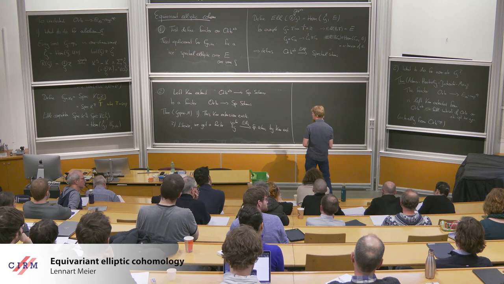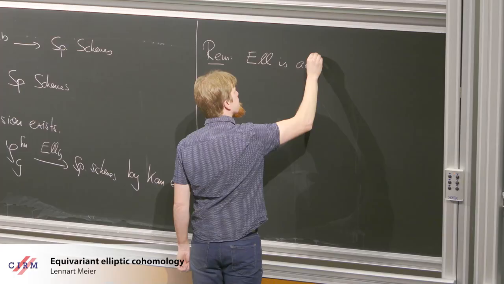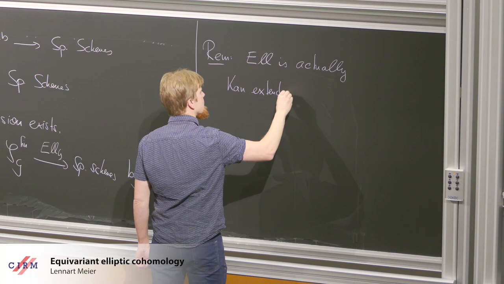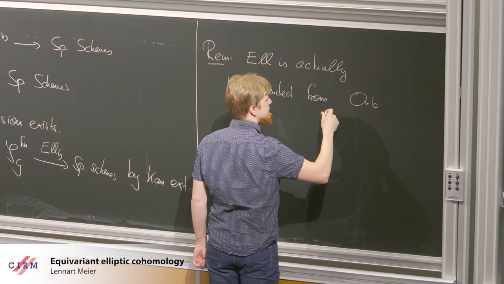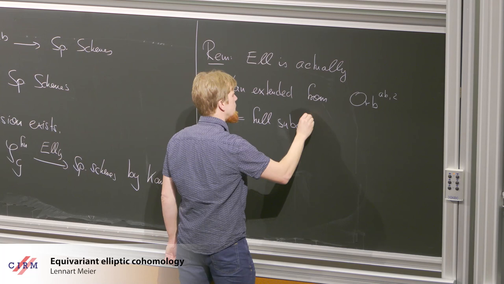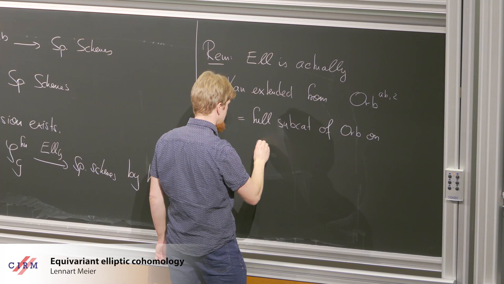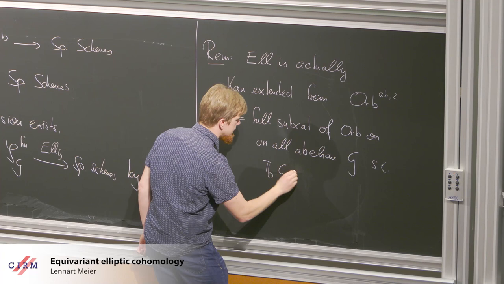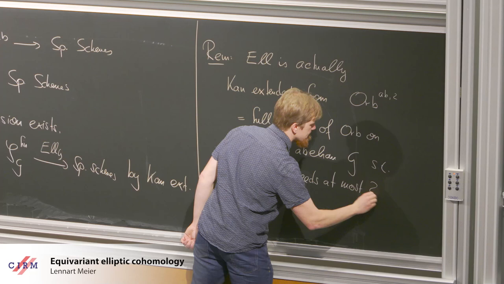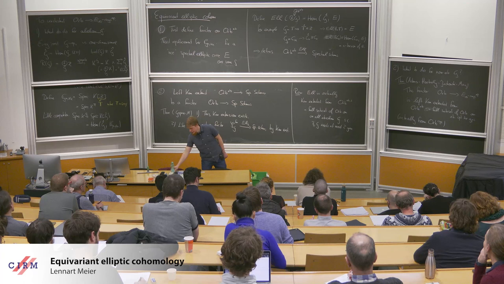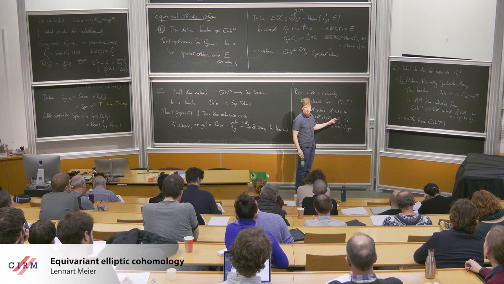So, remark: ELL actually can't be extended from Orb, let's call it Orb_ab^2, which is the full subcategory of Orb on all abelian groups G such that pi_0 G needs at most two generators. Maybe one can strengthen this slightly, to groups topologically generated by at most two elements, but this is at least close. Okay. More questions?